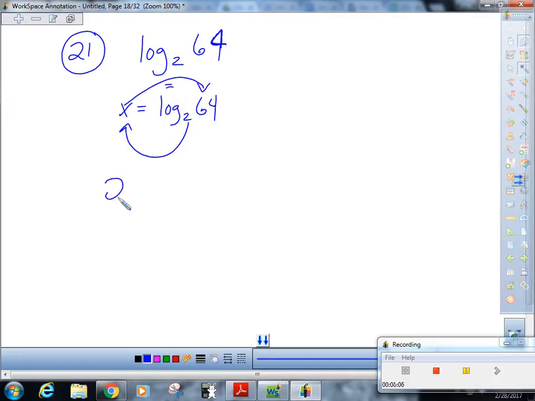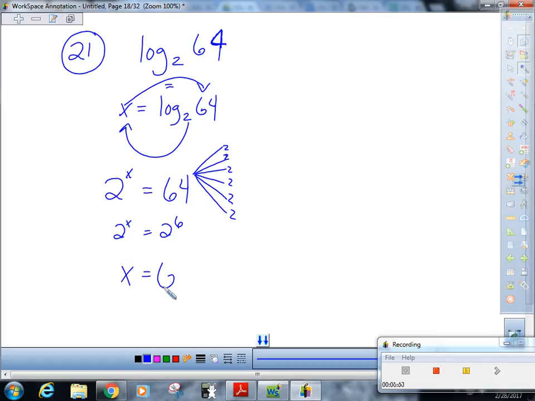So 2 to the x equals 64. Well, let's think about it. 2 to the x is equal to, well, what's 64? 64 is 2 times 2 is 4, times 2 is 8, times 2 is 16, times 2 is 32, times 2 is 64. 1, 2, 3, 4, 5, 6. Well, that's just 2 to the 6th. So therefore, x equals 6.